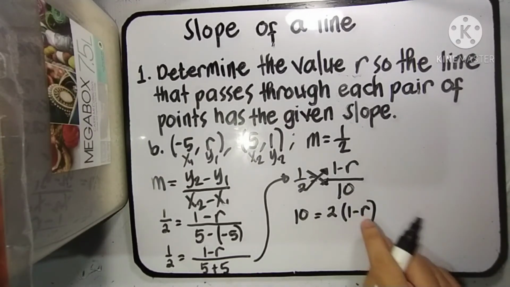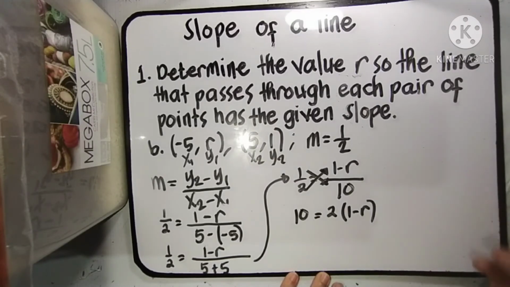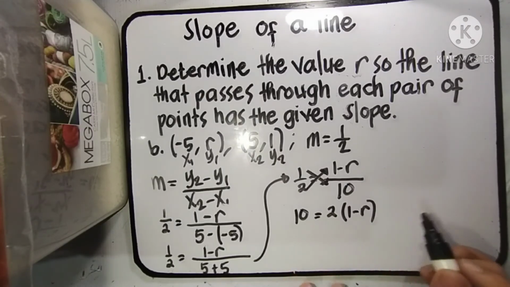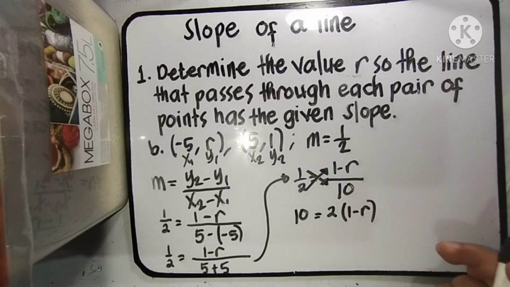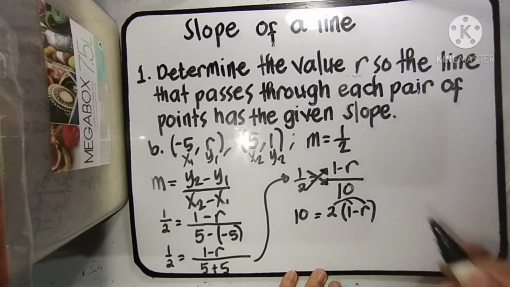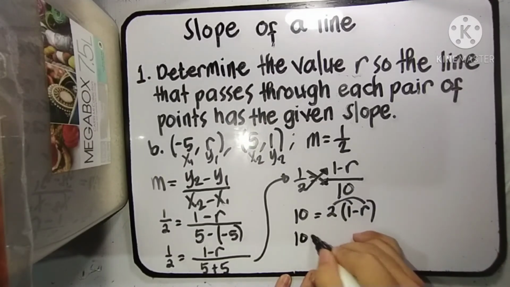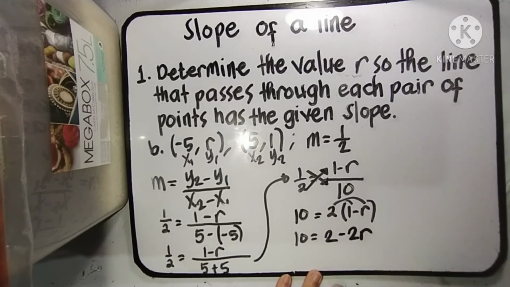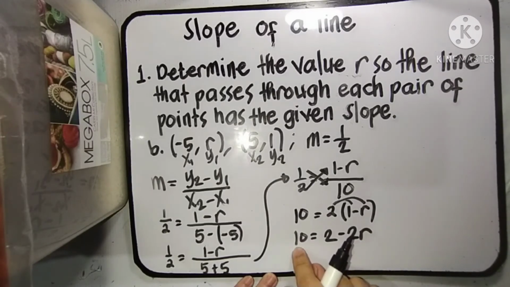Since the right side is the complicated portion, what we are going to do is solve this by applying the distributive property of multiplication over addition, by distributing positive 2 to each element. So we have 10 which is equal to 2 times 1 is 2, 2 times negative r is negative 2r. Then, solve for r. How are we going to solve for r? As you can observe, we have constants, which are 10 and positive 2.